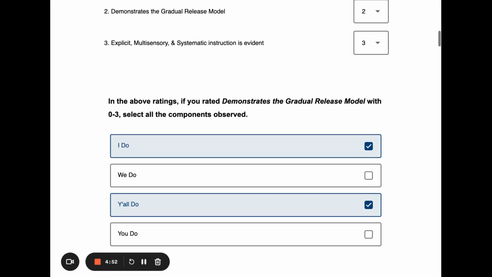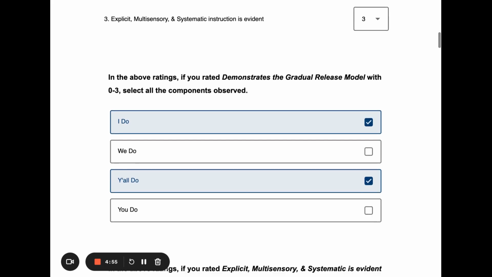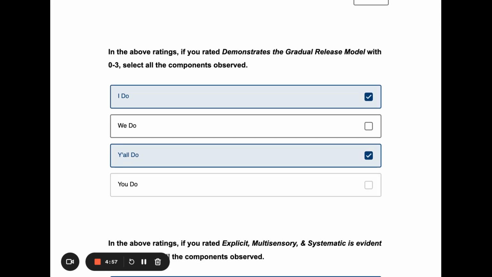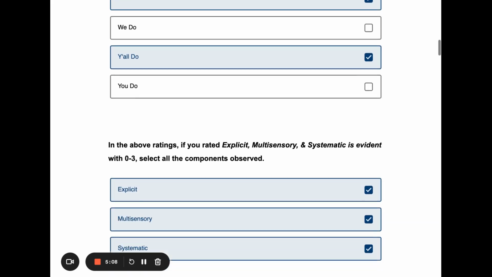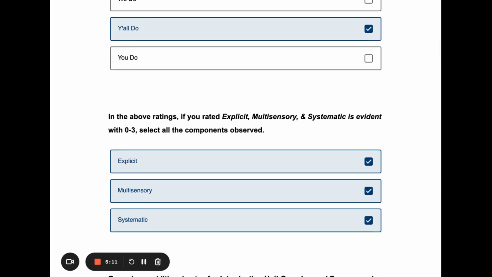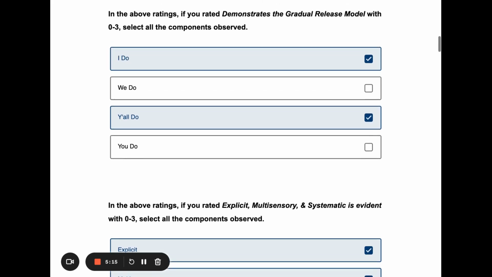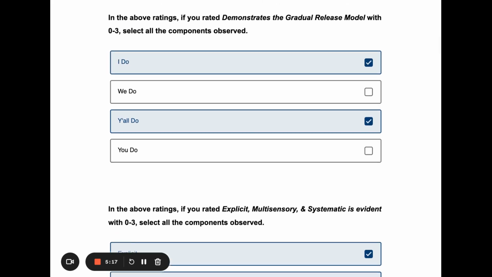We scored number 1 a 3 for teaching an evidence-based program strategy or routine, but to be honest, we're not really sure about the ACE question strategy, so we need to verify the research around the ACE strategy. And number 3, we observed all 3 explicit, multisensory, and systematic pieces of instruction. For number 2, we did observe the lesson included using I do and y'all do within the gradual release of instruction sequence, which is why we scored that a 2.